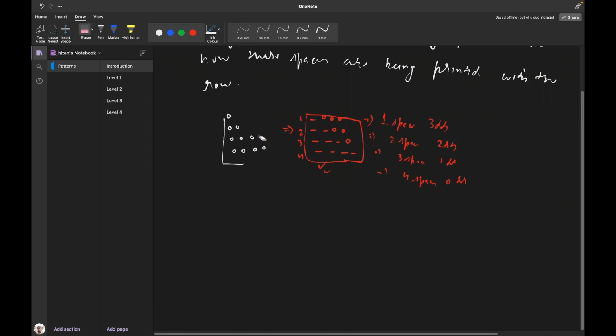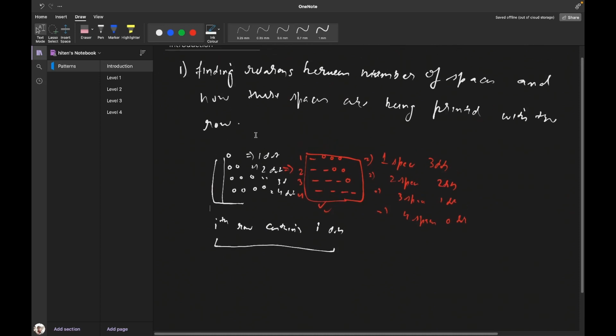If you look closely at this pattern, it has one dot on the first row, two dots on the second row, three dots in the third row, and four dots on the fourth row. So can I say that the ith row contains i dots? I can simply use this statement in my code to print this kind of pattern for any value of n, ranging from 1 to any positive number.